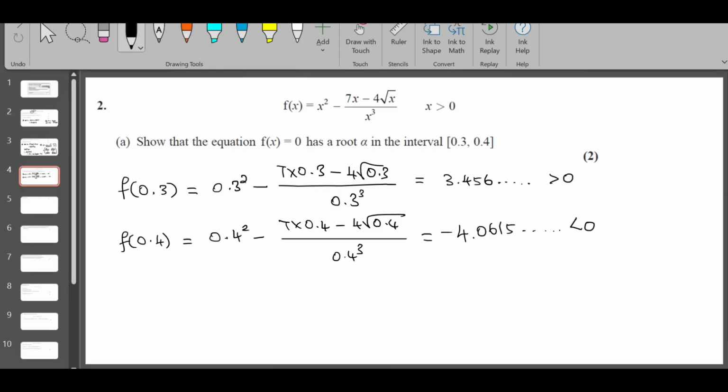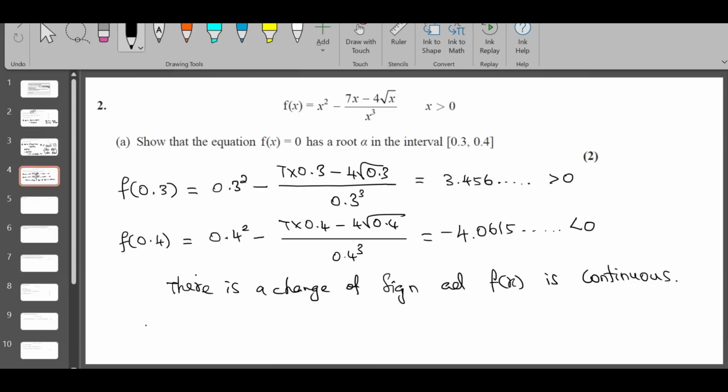So the value of the function at 0.3 is a positive number, at 0.4 it's a negative number, so there is a change of sign. You need to write the conclusion: there is a change of sign, and you need to write this also, f of x is continuous. Therefore, what does that mean? If the value of the function changes from positive to negative or negative to positive, that means the curve representing this function crosses the x-axis between these 2 points. That means there is a root.